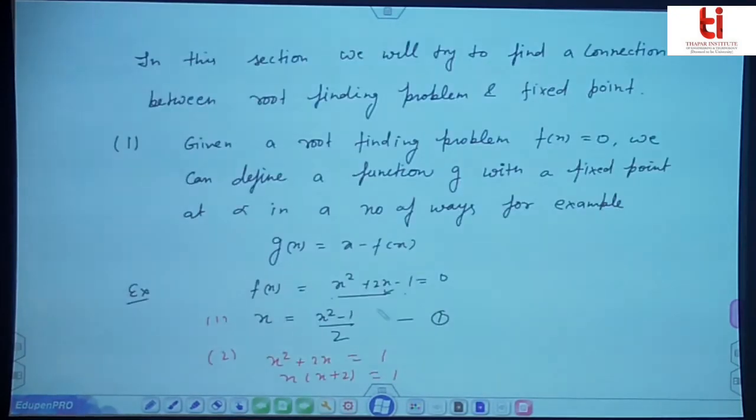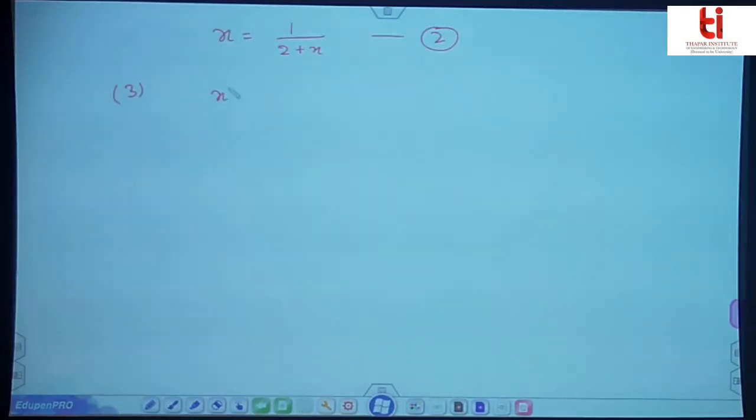Third procedure is, we can write here x² + 2x = 1, so x² = 1 - 2x, and x = square root of (1 - 2x). This is the third form.